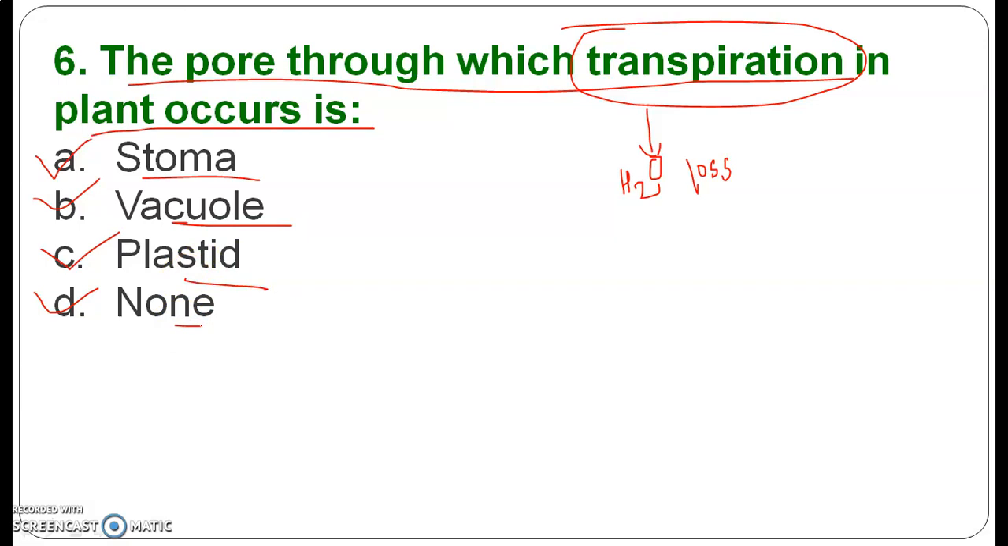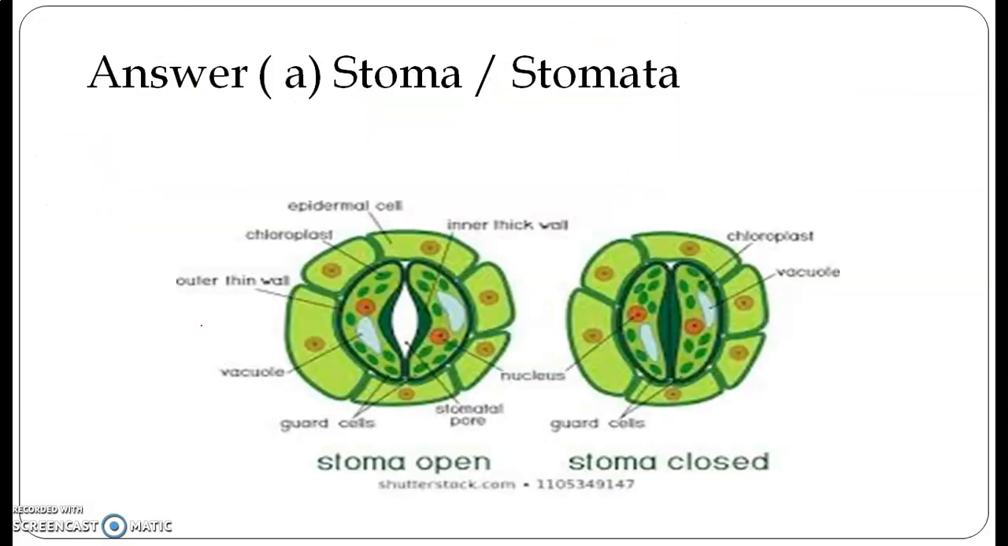The correct answer for this question is option A, that is stoma or stomata. Stomata are tiny pores present on the epidermis of the leaf, and these pores are responsible for transpiration. If we talk about the structure of a leaf, the surface of the leaf contains small tiny pores, and these pores are known as what?